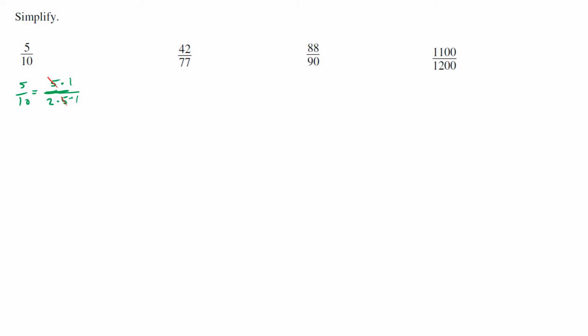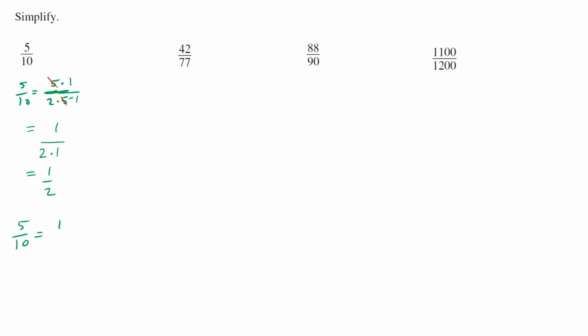Right? This only works when we're multiplying, so make sure that this is multiplying. It won't work with addition or subtraction. But 5 times 1, well, now we just have a 1, and 2 times 1, so this is equivalent to 1/2.